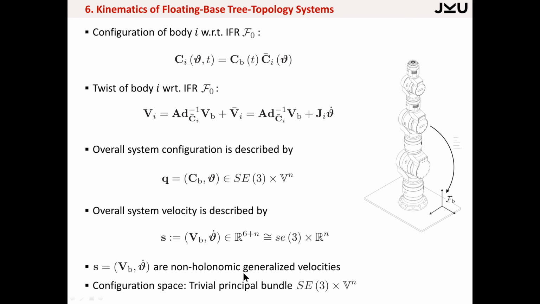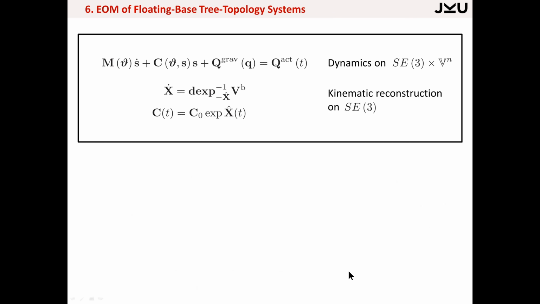What is maybe interesting, if you're interested in that, is that the configuration space is now what we call a principal bundle, in particular a trivial principal bundle, in the sense that we have this Lie group times the joint space. The joint space was just the n-tuple of the joint angles, but now in addition we have the relative configuration of the base relative to the space-fixed inertial frame, and that's why we have this SE(3) times V^n, and that has a nice geometric structure.